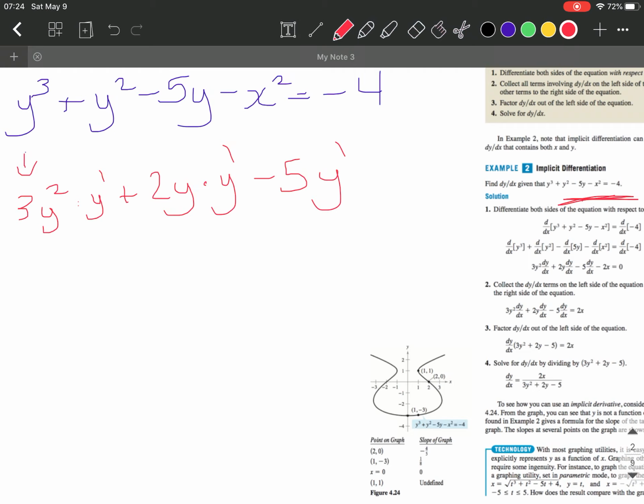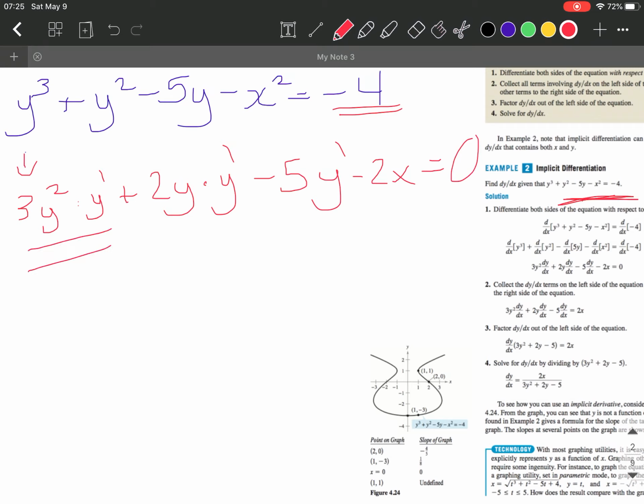Now the last term on that side is -x squared. The derivative of -x squared is -2x. And you don't have to do y prime because you derived x. This one's easy because there's no term that has both variables, and on the right side, the derivative of any constant will always be 0.